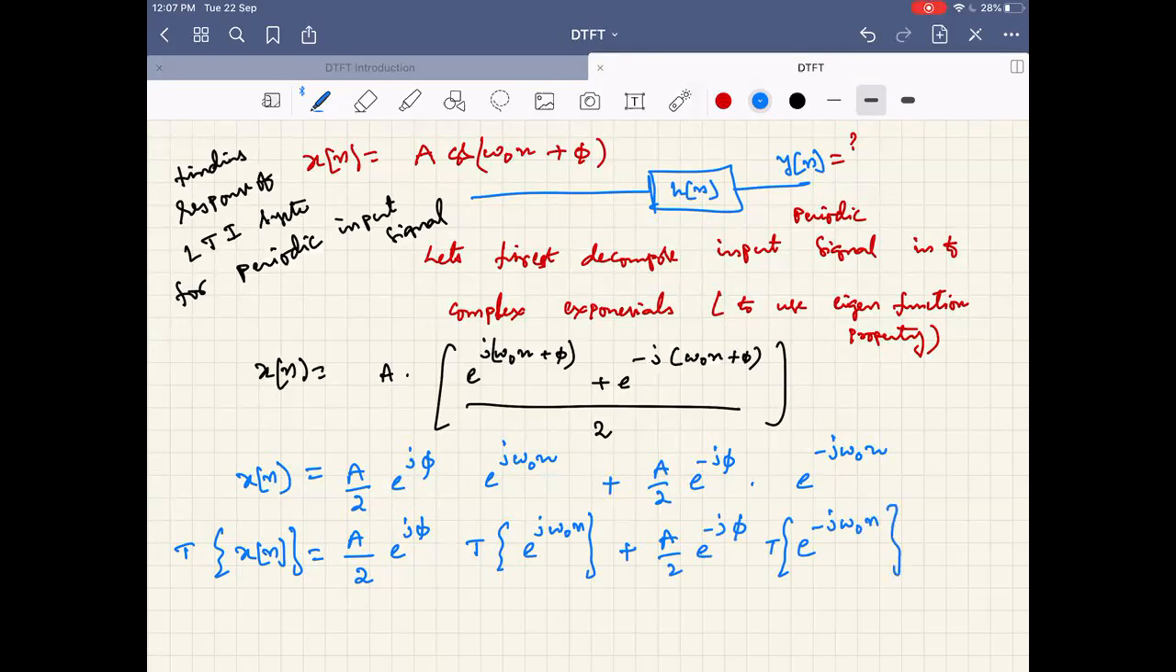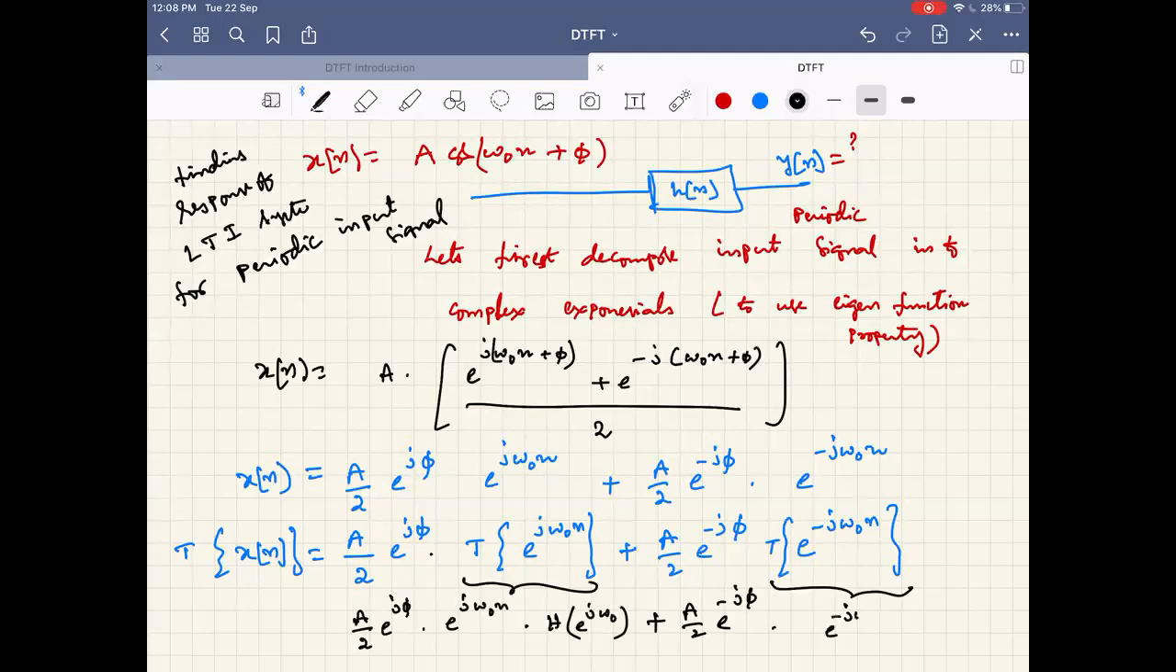Now what is the answer for this? This is nothing but e power j omega naught n into H of e power j omega naught. This constant is anyway constant. Now plus A by 2 e power minus j phi, what is this? e power minus j omega naught n into H of e power minus j omega naught.